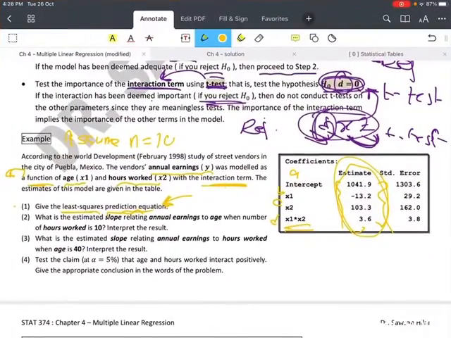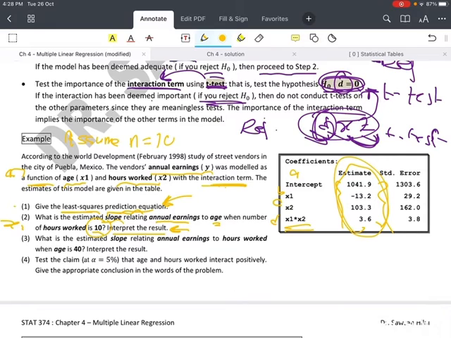So exercise 2. What is the estimated slope? They need the slope relating annual earning to age when the number of hours working is 10. The number of hours working means x2, which is what? 10. x2 is 10. Then they ask to interpret the results. Interpret means the slope interpretation we took at the beginning of the chapter. It is the slope.